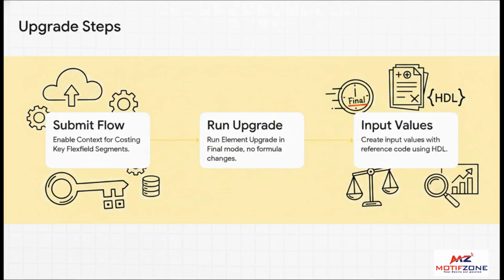You'll give it a unique name, set the mode to Final, and check the primary classification of the element needing the upgrade. In the Motifzone example, this is supplemental earnings. Now, crucially, for the formula upgrade option, you absolutely have to choose Do Not Make Changes to the existing formula. Once that finishes up, you move to Step 3. Navigate over to the Manage Elements page to create your new input values with the reference code associated with the costing segment you're overriding. A pro tip here, you can effectively process this by creating the input values using an HDL file and then validating your eligibility costing.